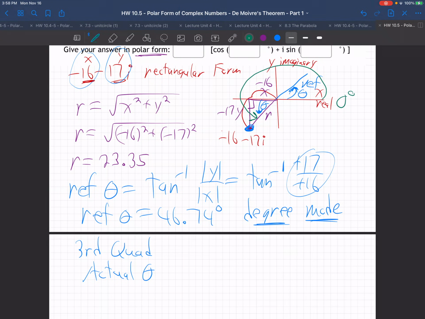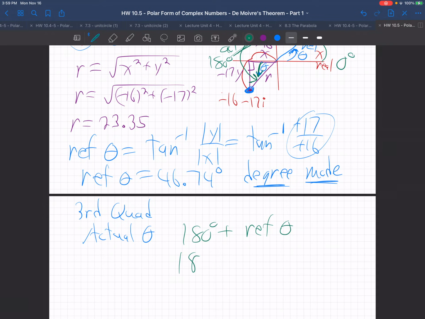That's the actual theta. How do you find that? You've got to hit 180, and then you've got to add the theta more. That's why it's 180 plus the reference theta. You see that? Because actual angles are from 0. So the reference angle is just in the first quadrant. So 180 plus the reference, which is 46.74. So add that up.